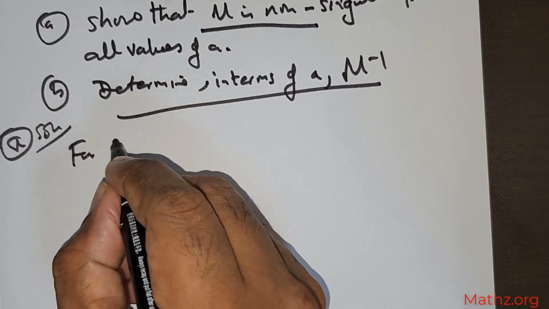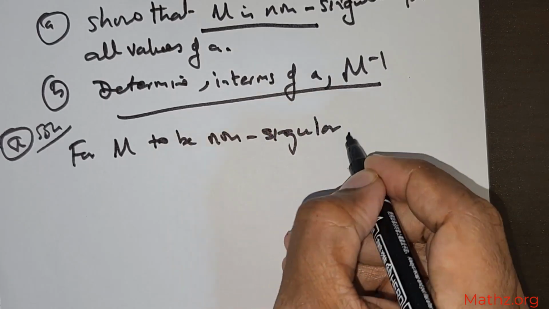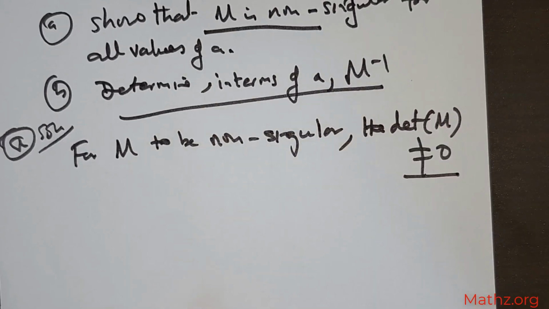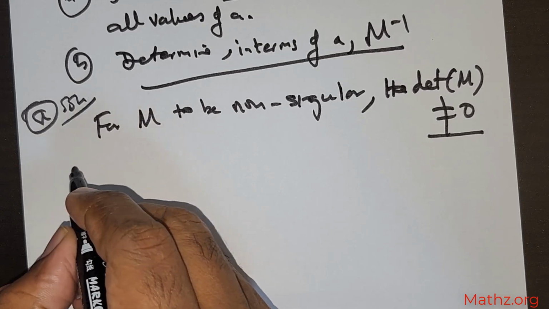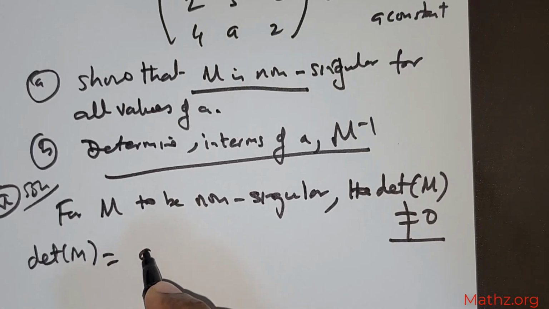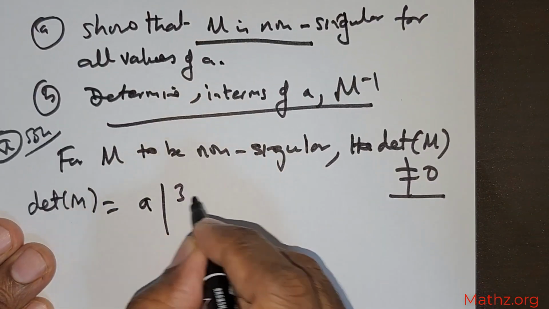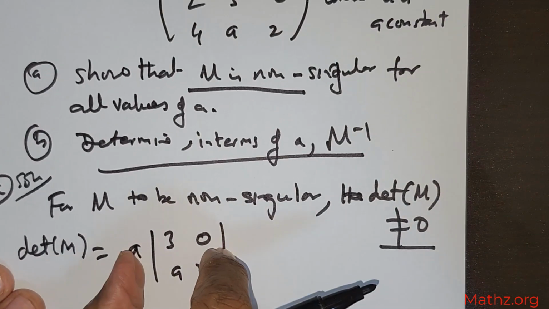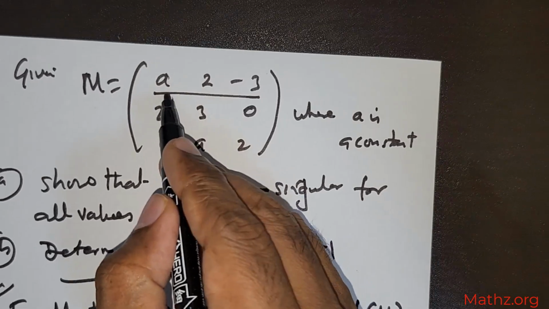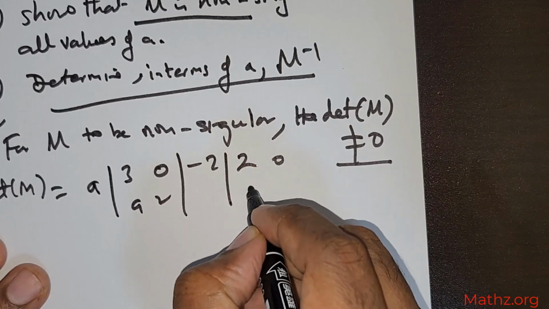Okay, so for M to be non-singular, the determinant of M should not be equal to 0. That is the requirement. So let us find the determinant of M. This is equal to, I take the first element, which is A here, leave the row and the column, and place what is present here: 3, 0, A, 2. We start with positive, follow it up with negative. What's the element there? 2. Leave the row and the column, you got 2, 0, 4, 2.